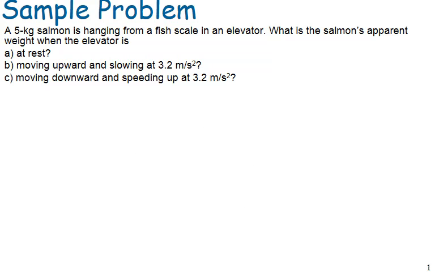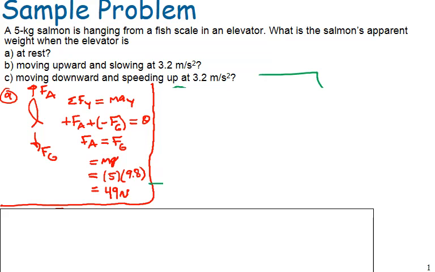All right, so why don't you go ahead and practice this one. This is a fish hanging from a scale, and we want to get A, B, and C: at rest, moving upward and slowing at 3.2, moving downward and speeding up. So go ahead and pause the clip and give this a try, and when you're ready to check, you can hit play to continue.